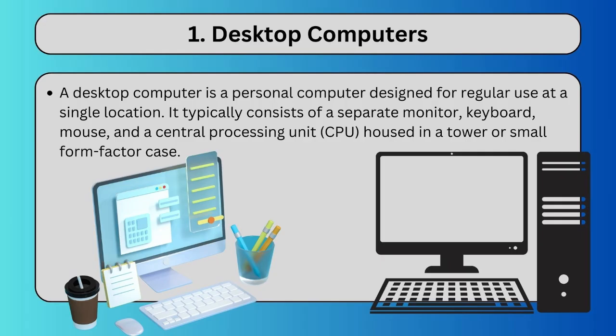1. Desktop computers. A desktop computer is a personal computer designed for regular use at a single location. It typically consists of a separate monitor, keyboard, mouse, and a central processing unit, CPU, housed in a tower or small form factor case.